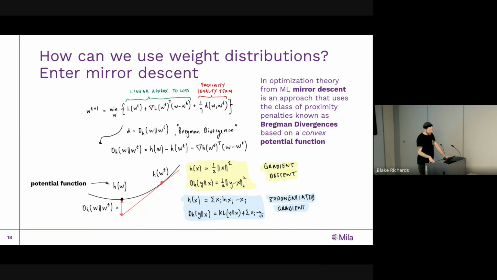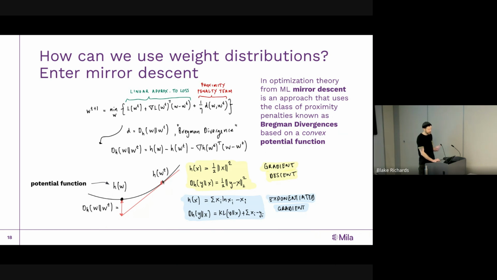So apologies to anyone who works in optimization theory, because this is not my area of expertise, and if I misstate anything, feel free to correct me. But in optimization theory, from mirror descent, we have this interesting approach that specifically considers the class of proximity penalties known as Bregman divergences. A Bregman divergence is based on a convex potential function. You have some convex potential function, h, and the Bregman divergence will measure for you the difference between that potential function and a linear approximation of the potential function for some given point estimated from another point.